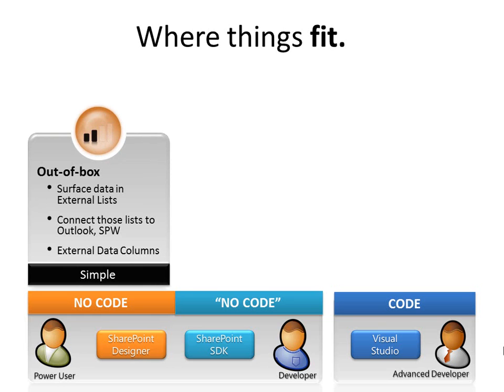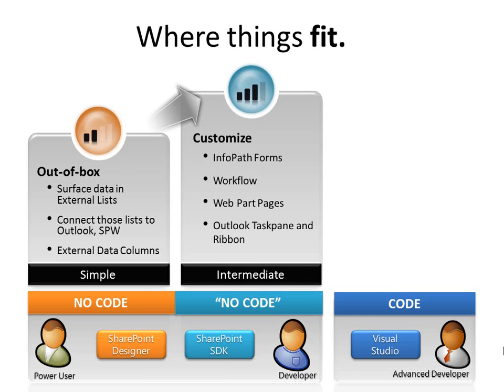The first one is the out of the box, in that any user, if they have access to that external data, can create an external list that renders that data. You can connect those external lists to Outlook or SharePoint Workspace. We can create external data columns on any document library or any of our content in our organization and associate external data with that. Again, from a search relevancy and other reasons, that can be very beneficial from a workflow perspective, if you imagine that. We can also take some of those external lists, as an example, and upgrade the InfoPath forms on them.